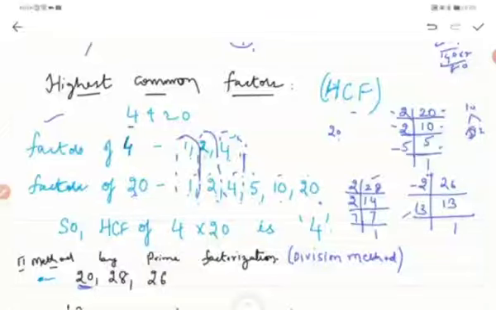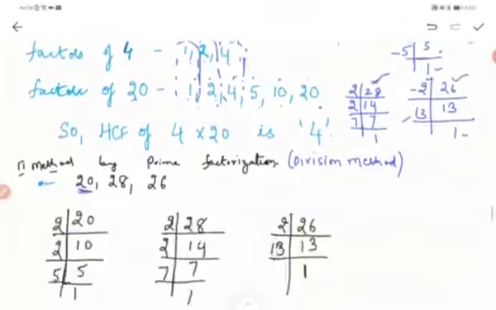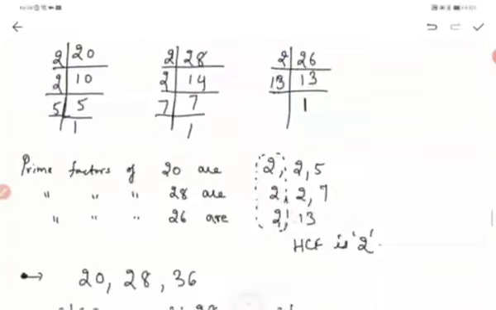For everyone, 1 is going to be the common factor. Now tell me, what is the highest common factor between 20, 28, and 26? If you want, you can note down like this and just check which is going to be the common factor of all three numbers.